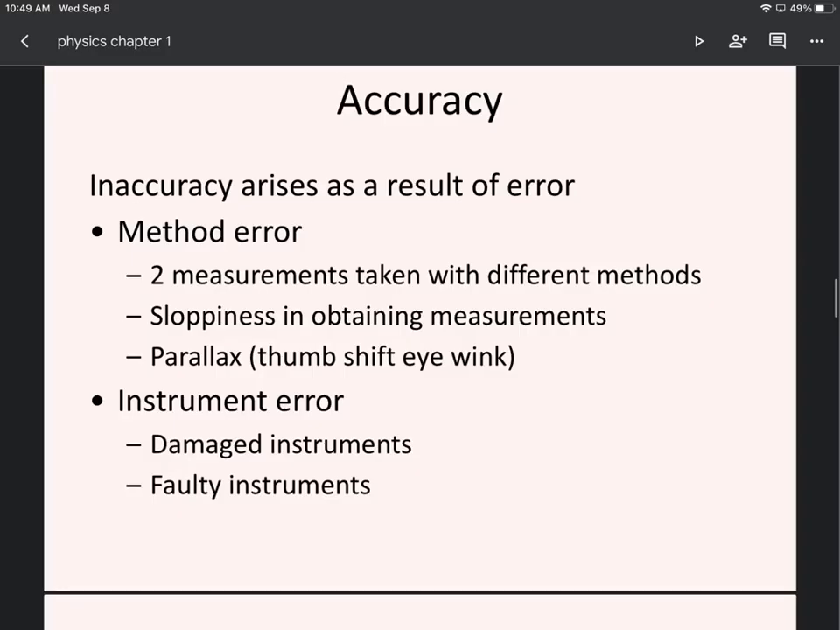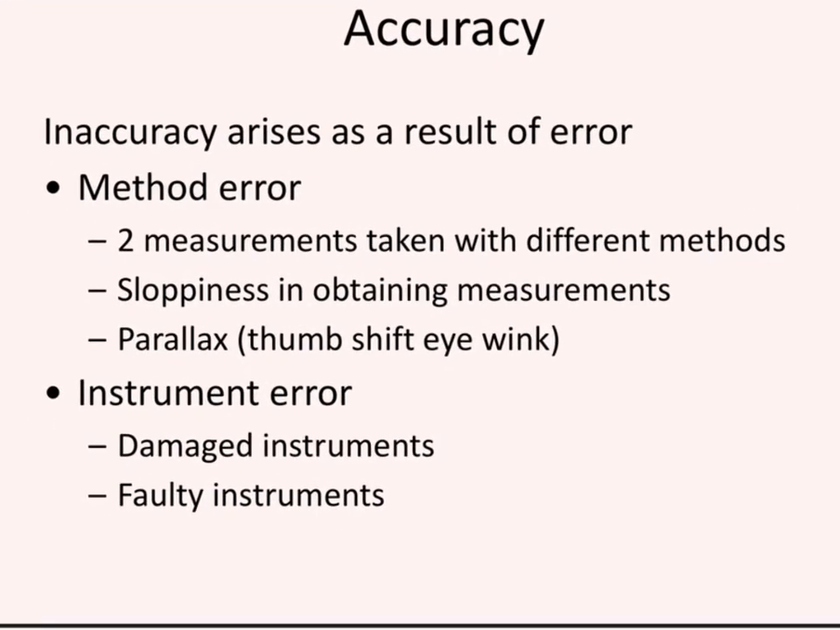So, let's talk about accuracy first. There are 2 reasons that your data can be inaccurate. One is your fault. The other is the fault of your instruments. So, method error.